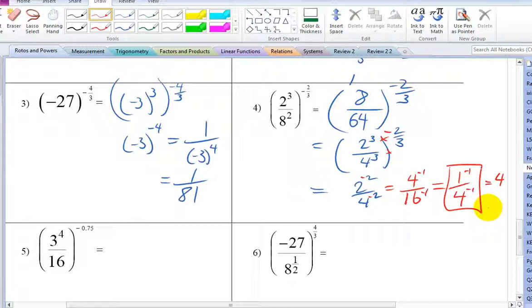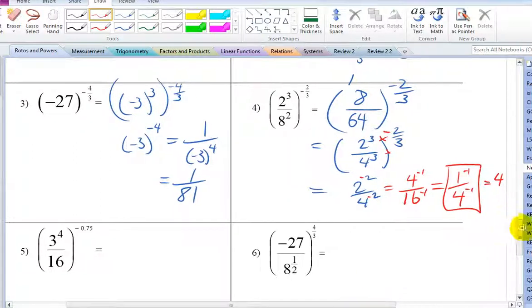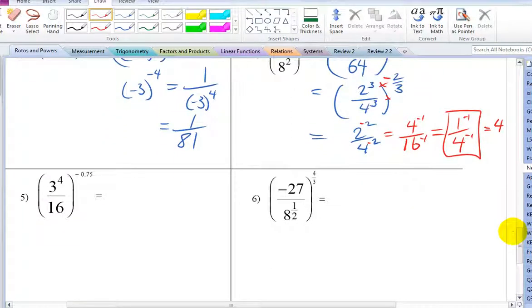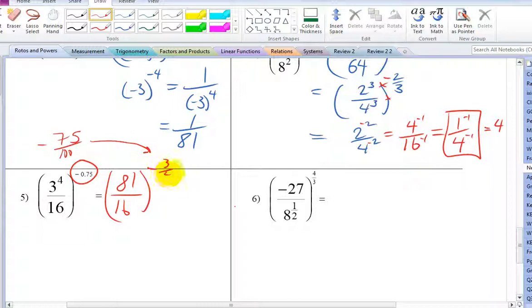Questions? All right. Okay, number 5. Same idea. 3 exponent 4 is 81, I believe, over 16. This one, 0.75, change that to a fraction. So the first step would be 75/100 because it's the 100th decimal spot. And what is it as lowest terms? 3/4.